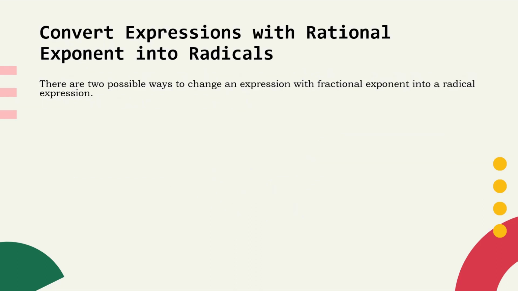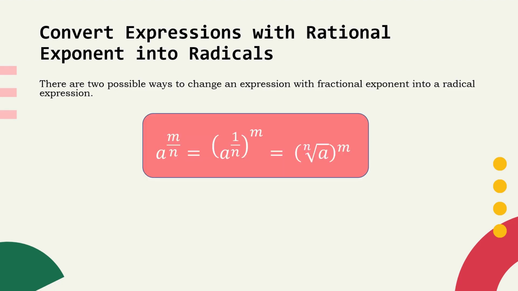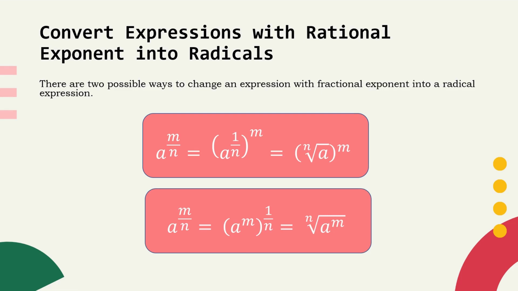We can convert expressions with rational exponents into radicals in two ways, and this is made possible by applying the rules of exponents. First, we have here a raised to m over n, and that is equal to quantity a raised to 1 over n, raised to m. And in radical, that is quantity nth root of a, raised to m. Let's have our second one. We have here a raised to m over n, and that is equal to quantity a raised to m, raised to 1 over n. And in radical, that is nth root of a raised to m.